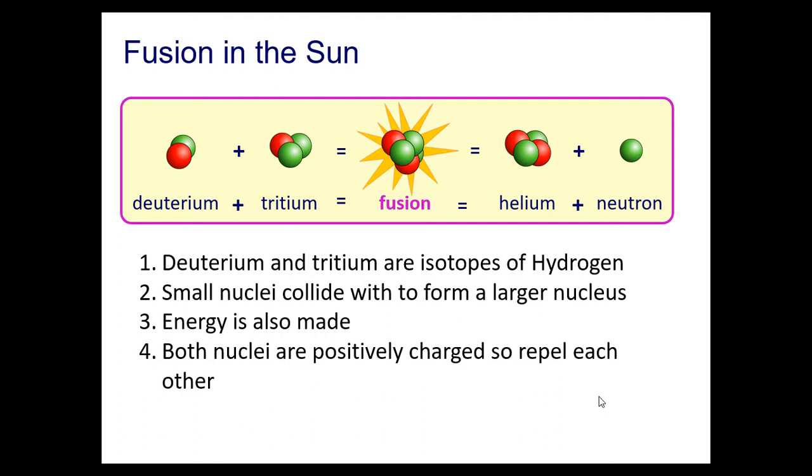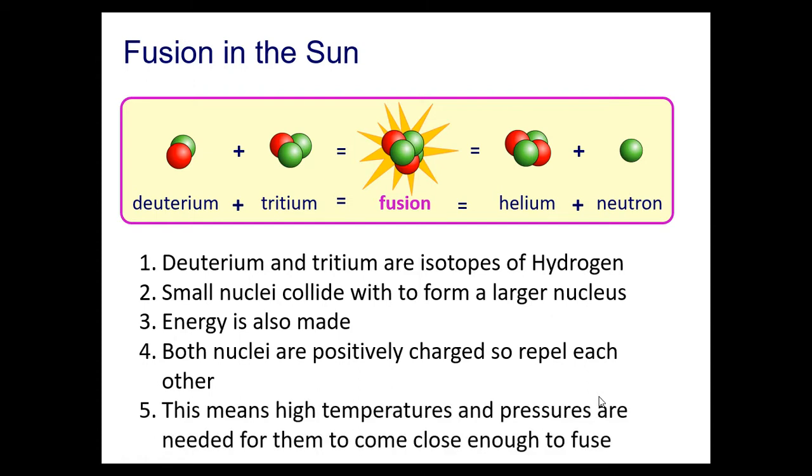Now, because this is a nuclear reaction and all nuclei are positively charged, when these nuclei come together, of course, they repel each other. So in order for fusion to happen in the sun, for example, you need a very high temperature and pressure for the nuclei to come close enough that they can actually fuse in the first place. Hence, a star will only start fusing when it's hot enough at a high enough temperature and the particles have enough kinetic energy to get close enough to each other.